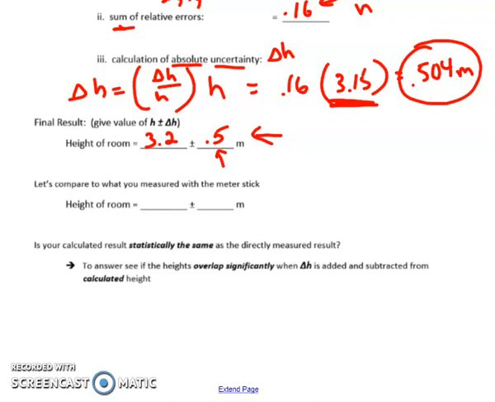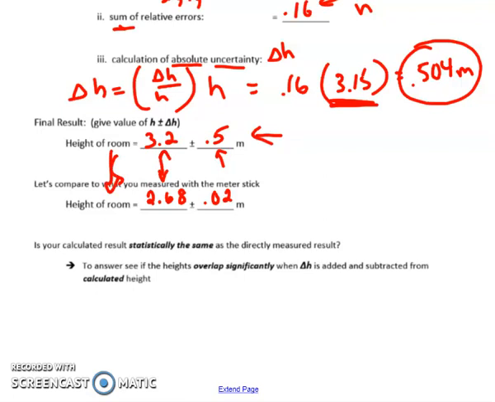Now, what is the actual height of the room based on how I measured it with the meter stick? I got 2.68 meters, and I would say plus or minus 0.02 meters. Okay, I'm going to give a little wiggle room. Maybe the ceiling is not perfectly uniform all over the place, so I'm pretty darn sure it falls between 2.66 and 2.70.